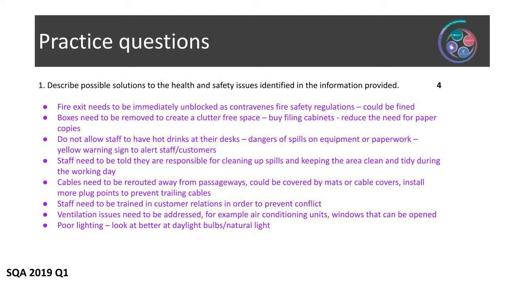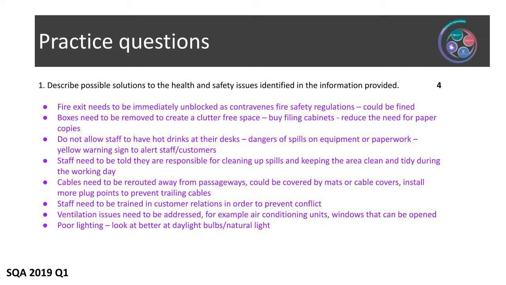So fire exit needs to be immediately unblocked as it contravenes fire safety regulations, and that could result, of course, in the organisation being fined. So that's something that would need immediately sorted. Boxes need to be removed to create a clutter-free space. So a potential solution to clearing the boxes is buying filing cabinets or reducing the need of paper copies by making a digital copy and having good file management in place to solve that problem.